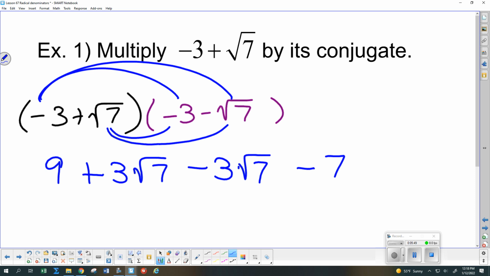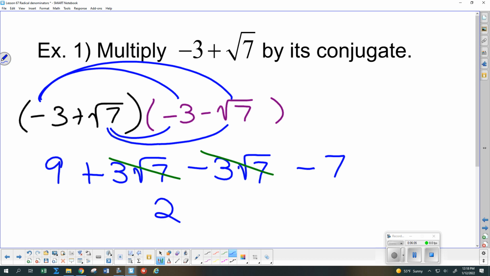What do you guys notice about the two middle ones? They're going to cancel out. Hey, I just got rid of all my square roots. I think I'm liking what's happening here. All that's left is I have to put the 9 minus 7 together to get a 2.